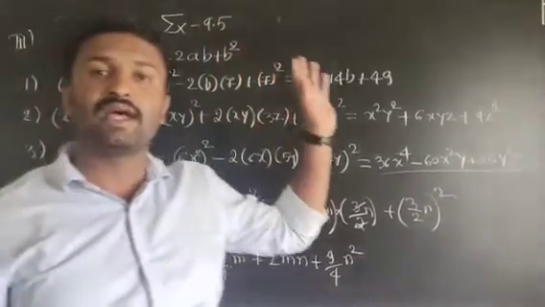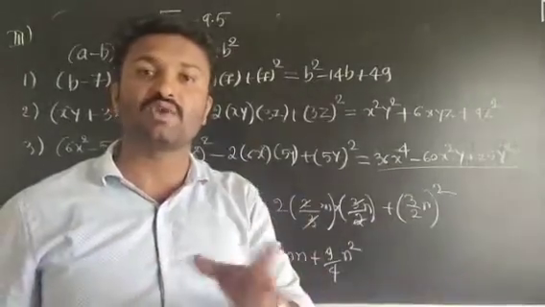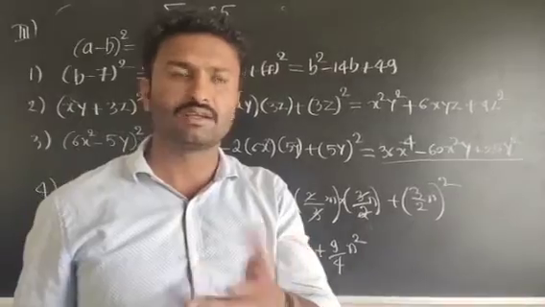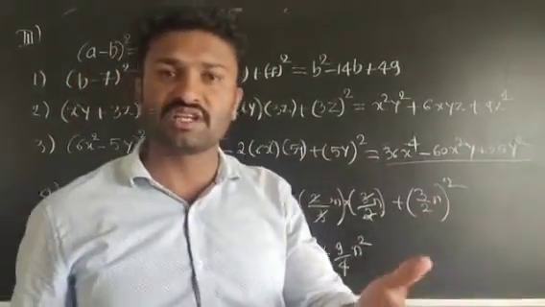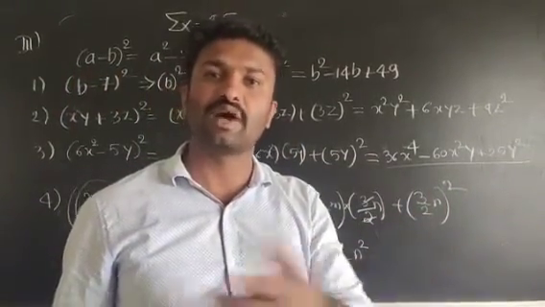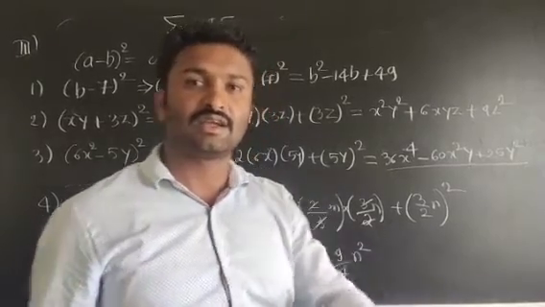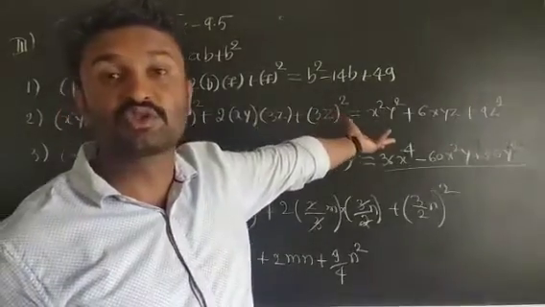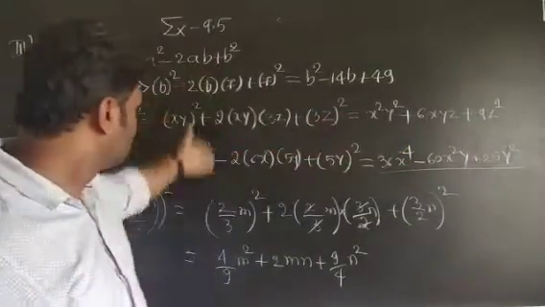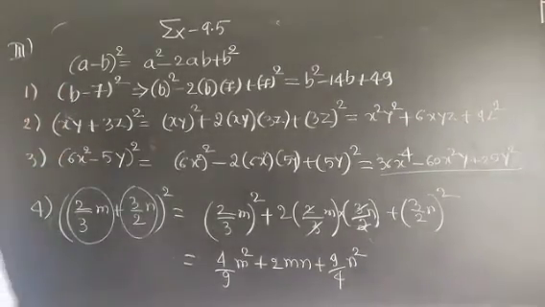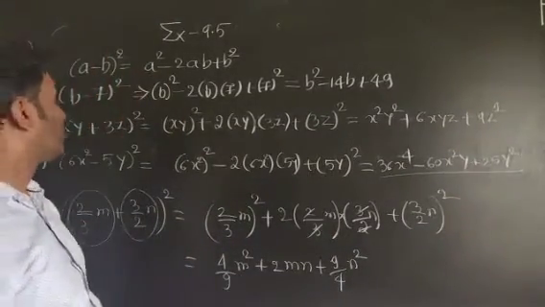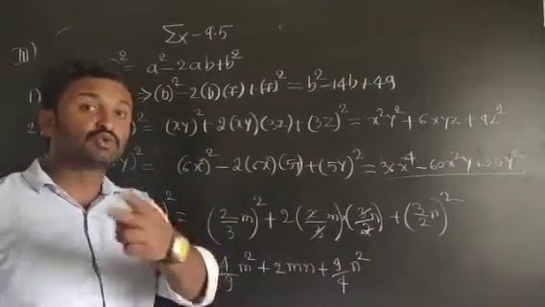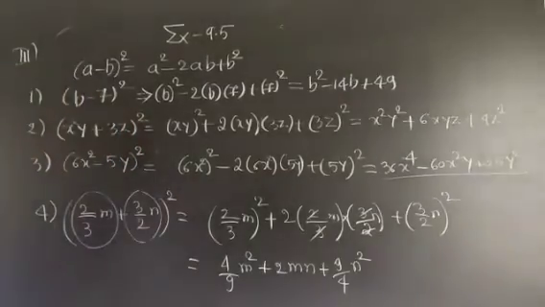Here only we have to apply identities. In the identities, substitute a and b values. Then after substituting, simplification: squaring, adding, subtraction. Minus sign means minus 2ab, plus sign means plus 2ab. Okay, this is all about 9.5. Third main, 1 2 3 4, 8 are there. Remaining 2 are homework for you people.